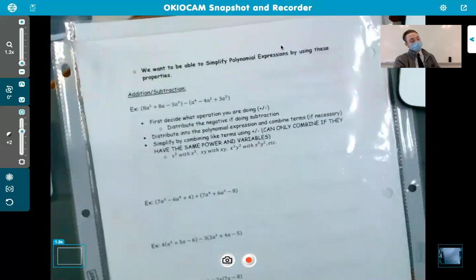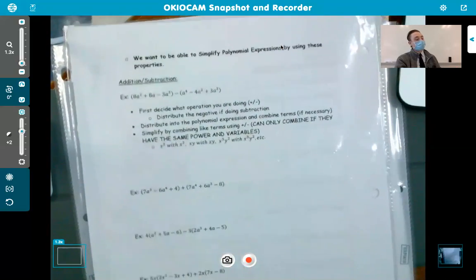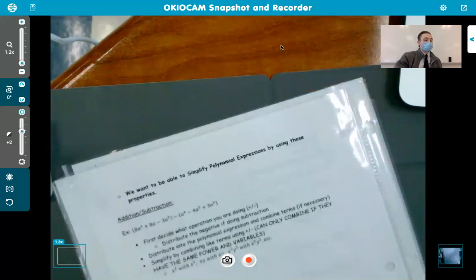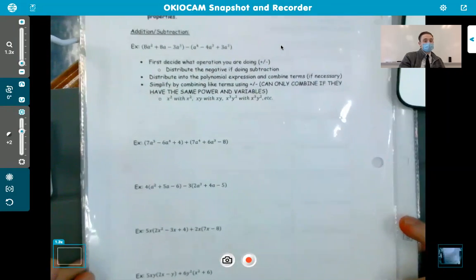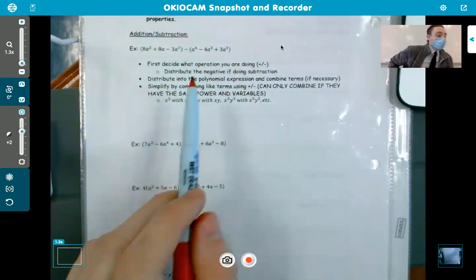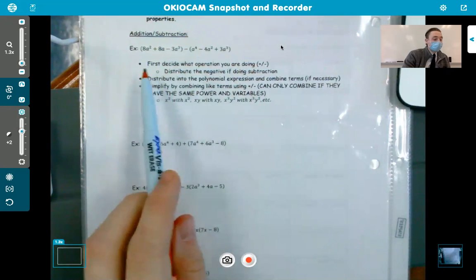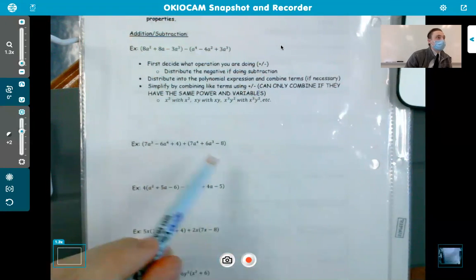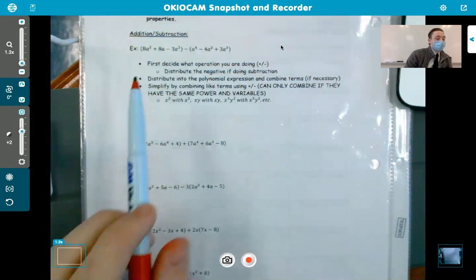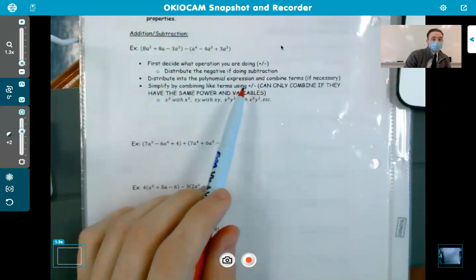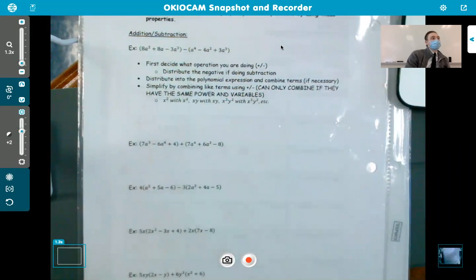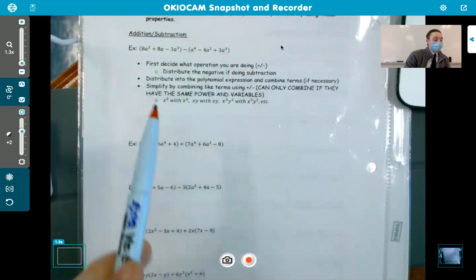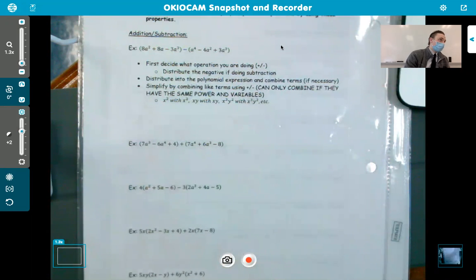All right. We want to be able to use these properties to help us simplify some polynomial expressions. So the first thing we're going to look at is addition and subtraction. We might have multiple terms within one polynomial expression, and we're going to add or subtract that to a different polynomial expression. First, we need to decide what operation we're using. So are we doing addition or subtraction? If we're doing subtraction, very similar to what we did with complex numbers, remember, we had to distribute the negative before we could combine like terms. The same thing goes here.